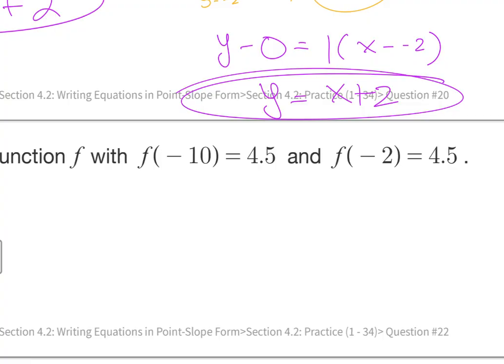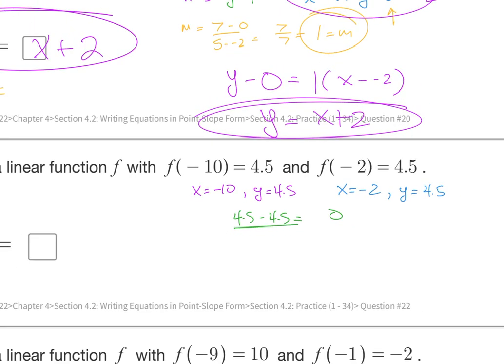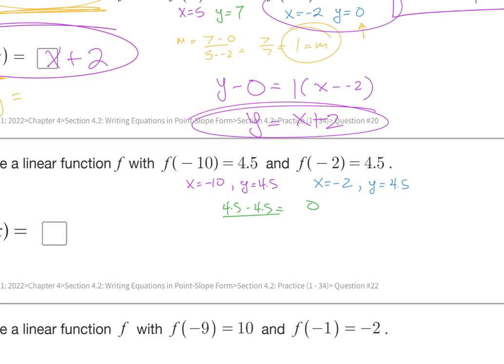We've got this coded information again. X is negative 10, y is 4.5. X is negative 2, y is 4.5. Find the slope. 4.5 minus 4.5. We're about to get 0 on top. And the only reason I'm going to keep going is because if I get a 0 on bottom, which I'm not going to, then it would be undefined. And you know why I'm not going to get a 0 on bottom? Because those x's are two different numbers. So really, it's just 0 over I don't care. My slope is 0, okay?